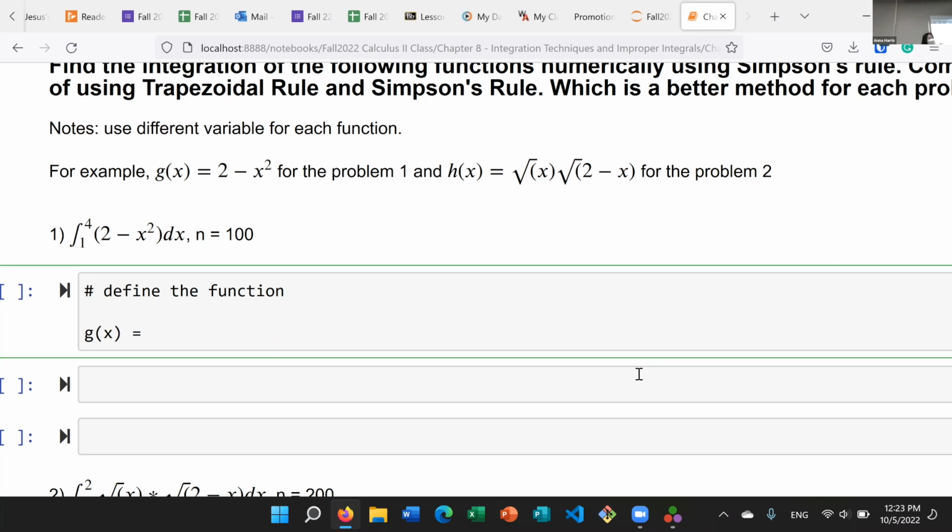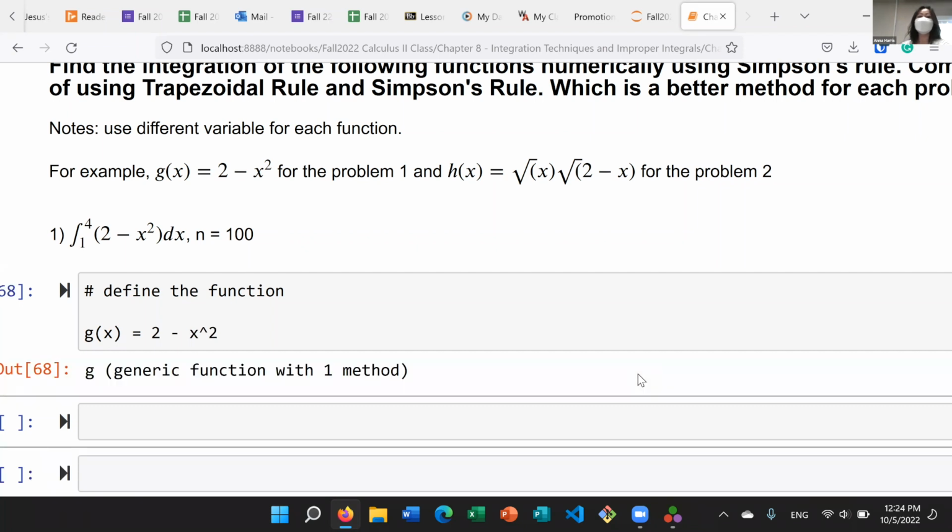Two minus 5 x squared. This is your function inside the integral. And the integral is your function. So 2 minus x squared. That's what I'm going to define.